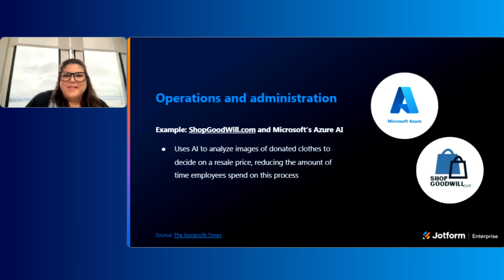This is another example I really like. Goodwill's online marketplace, shopgoodwill.com, uses Microsoft's Azure AI to evaluate donations for resale. This is work that previously had to be done by Goodwill employees who would have to sort through each piece of clothing that was donated, identify the color, brand, quality, and other metrics for determining the right prices. And they've been able to replace that manual work with work that AI is doing. So again, this has reduced the amount of time that employees have to spend doing that work, and it's freed them up to do other more impactful work for the organization.